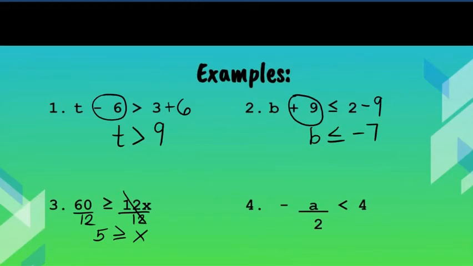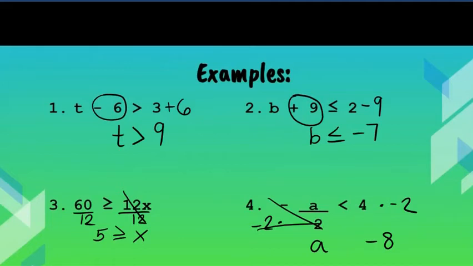Number 4. Negative a over 2 is less than 4. Whenever you see something that looks like a fraction, it is showing division. This is showing negative a divided by 2. So to get rid of this, we need to do the opposite, which is multiplication. So we're going to multiply both sides by negative 2. The negative 2's on the left will cross out because they are the same number. So we're just left with a. 4 times negative 2 equals negative 8.